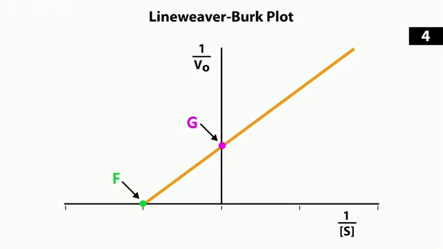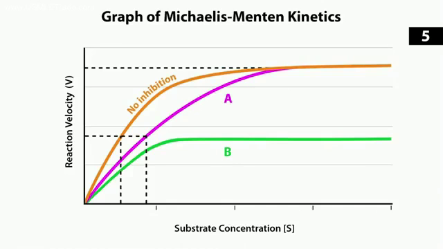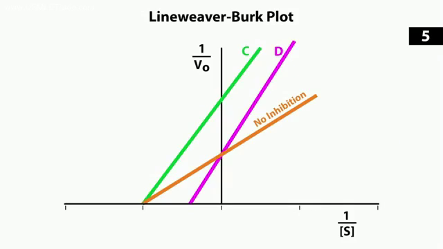And on the Lineweaver-Burk plot, F is 1 over minus Km, and G is 1 over Vmax. So those two are just things you're probably going to have to memorize. Now, for question number 5 in your study guide, A is a competitive inhibitor where you're increasing Km, but Vmax is unchanged. And B is a non-competitive inhibitor where Vmax is decreased. Then on the Lineweaver-Burk plot, C is a non-competitive inhibitor where Vmax is lower, so the y-intercept is moved up, and D is a competitive inhibitor where you're changing Km.